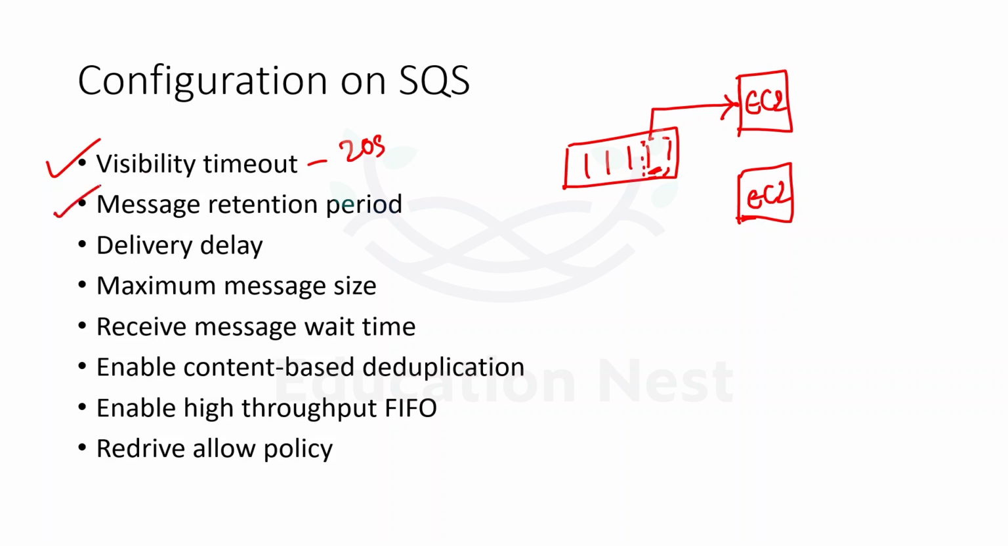Generally, visibility timeout is set to the time duration which one consumer requires to process the message. The next is message retention period. It is the amount of time that Amazon SQS retains messages that remain in the queue. By default, it will retain the messages for 4 days, but it can go up to 14 days.